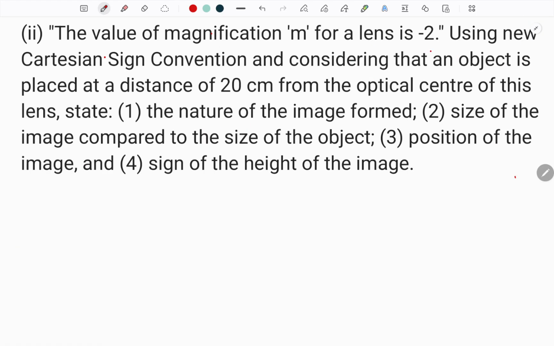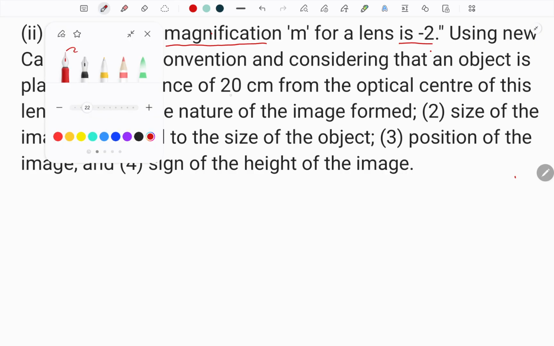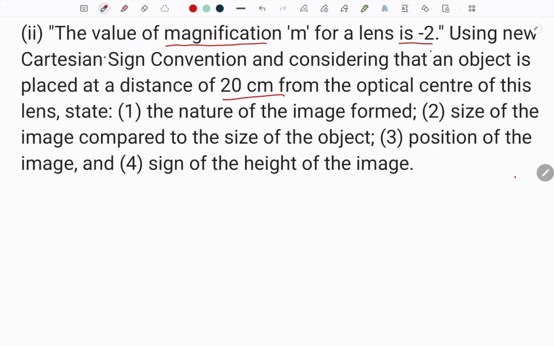Now, my dear friends, let's see part 2 of this question. What is given here? The value of magnification is given, that is minus 2. Using new Cartesian sign convention and considering an object placed at a distance of 20 centimeter from the optical center of this lens, state the nature of the image formed, size of the image compared to the size of the object, position of the image, and sign of the height of the image. These four we have to calculate.